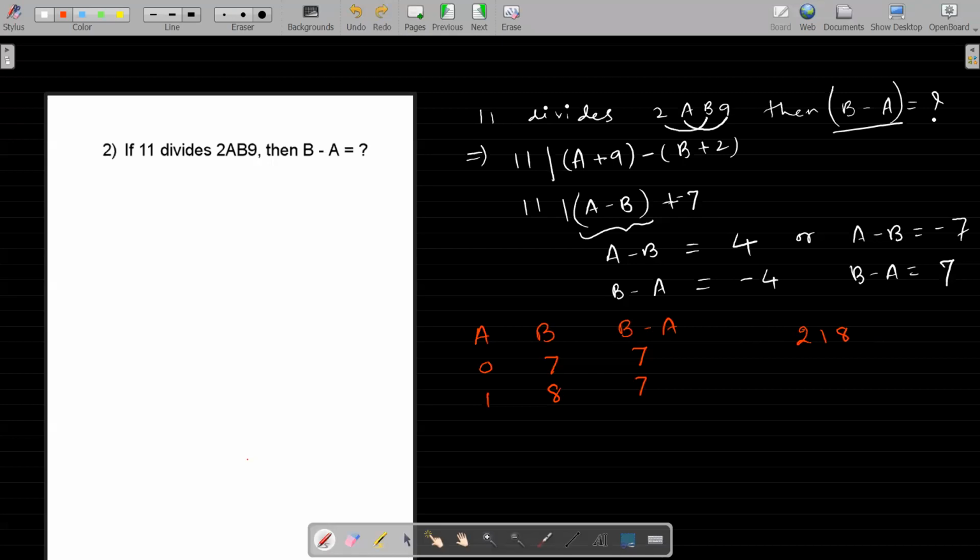Or maybe I can make A as 2, B as 9. And still the difference is 7. So you can check again 2, 2, 9, 7, whether it is divisible by 11. Oh, sorry, 9, 9. Yes, so 2, 2, 9, 9 is obviously divisible by 11.